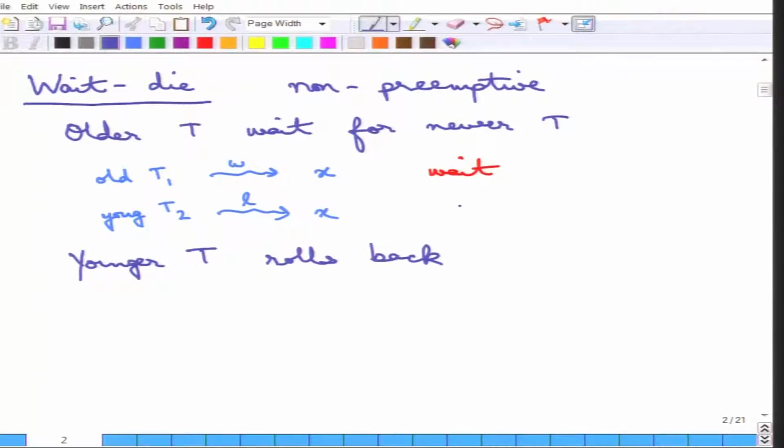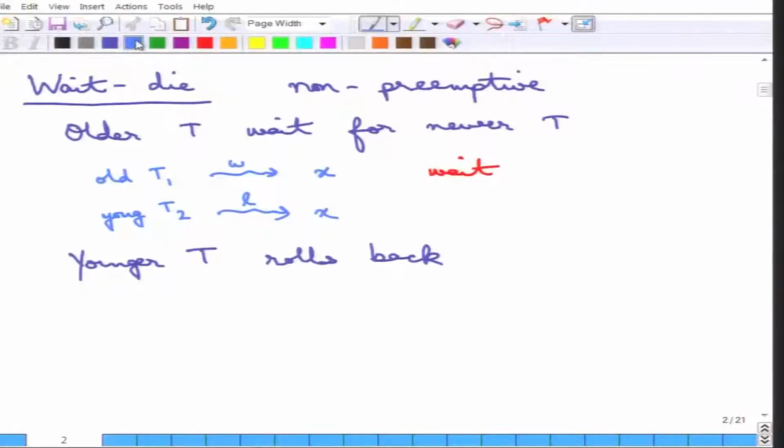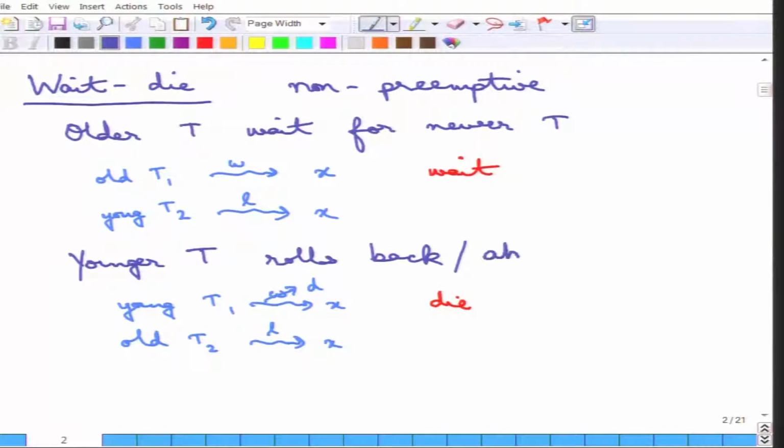If the younger one comes and sees that an older one is already holding the lock, it simply dies. So that is why it is called that. The young one does not wait for a lock, it essentially just dies because an older transaction is currently holding the lock. It just rolls back or aborts, which is the same as abort. So it dies, and this is why this is called a wait-die scheme.